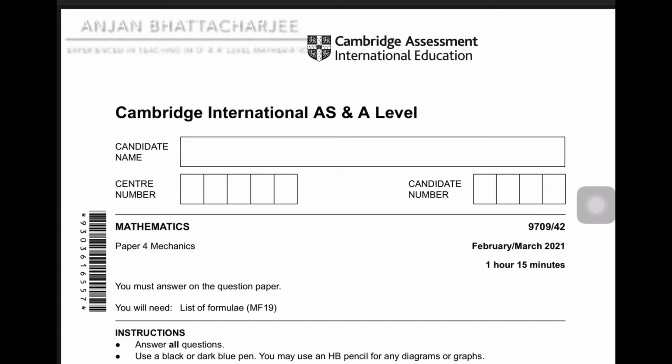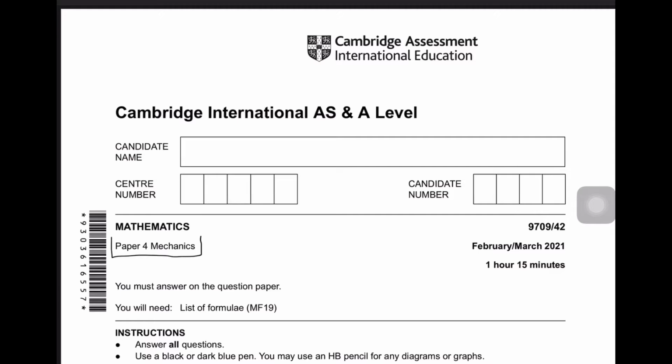Cambridge A-level Mathematics. This is paper 4, mechanics, for February March 2021. This is for 1 hour 15 minutes. But the February March exam is not available in this country. I mean, actually in Bangladesh, there are two sittings available: May June and October November.